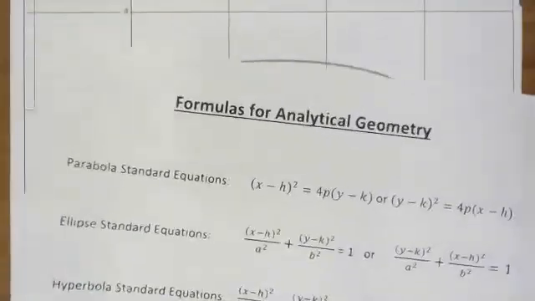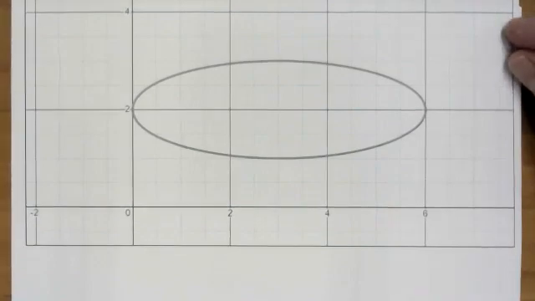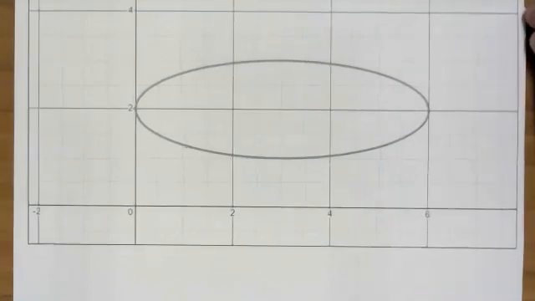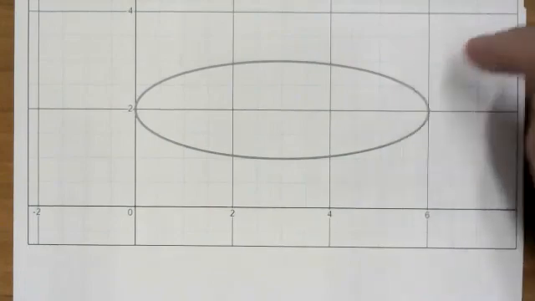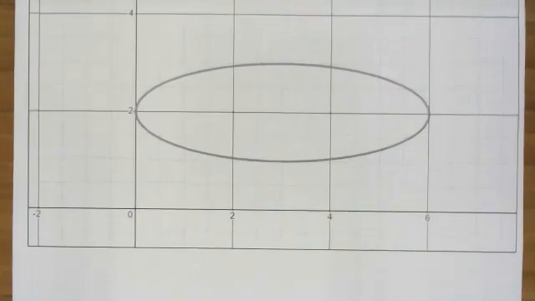But now there are two other kinds of problems that we're going to have. And here's the first one, where sometimes they give you the graph of an ellipse and they want to know the equation of this ellipse. So that's the first problem we're going to do here now.